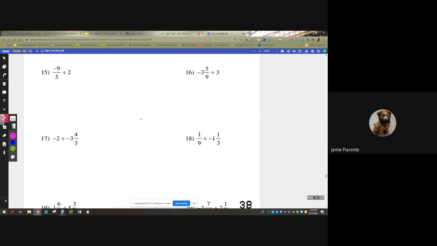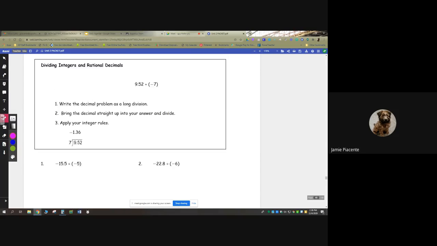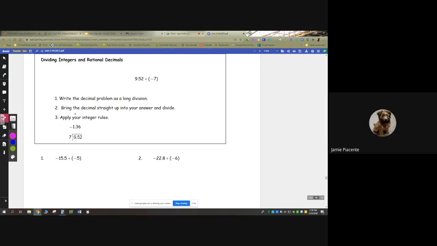So the first example is 9 and 52/100 divided by -7. The first number always goes inside the division bar, or like we say, the top number goes in the box. So you're going to write the decimal problem as long division. You're going to bring that decimal place straight up, and then you're going to do long division. After you get your answer, you apply integer rules. So let's start with this first one.